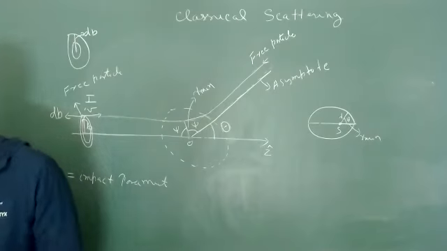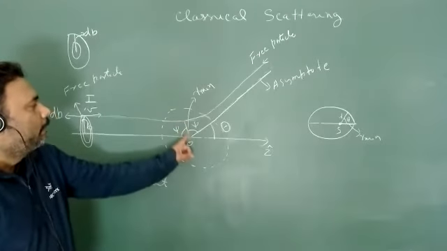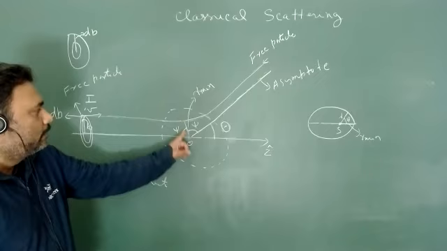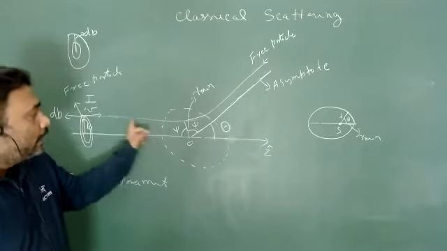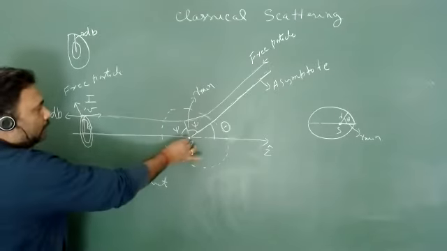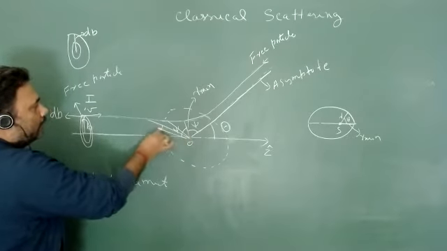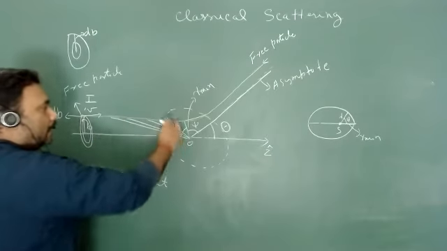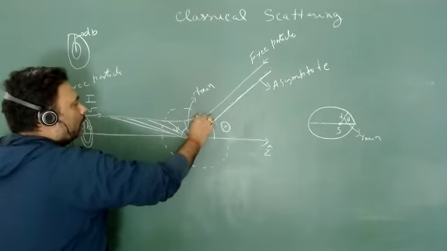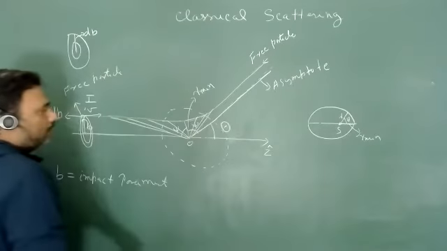Remember this? This thing is my R minimum. And now what is my polar distance? What is my R? This can be R. In one side, exactly the same R is also there.